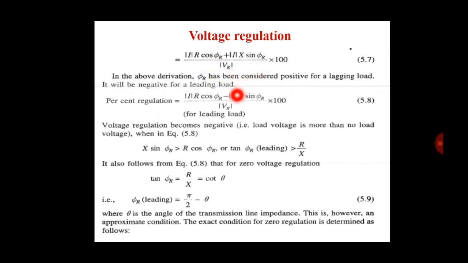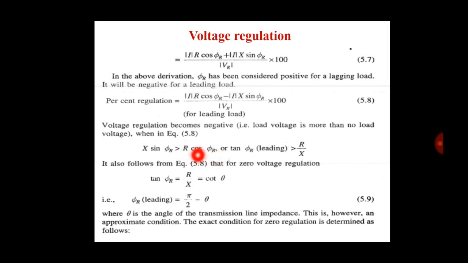In the above derivation, phi r has been considered positive for a lagging load. It will be negative for a leading load. Now the voltage regulation in percentage for a leading power factor becomes negative. Load voltage is more than no load voltage. So here X sin phi r is greater than R cos phi r.